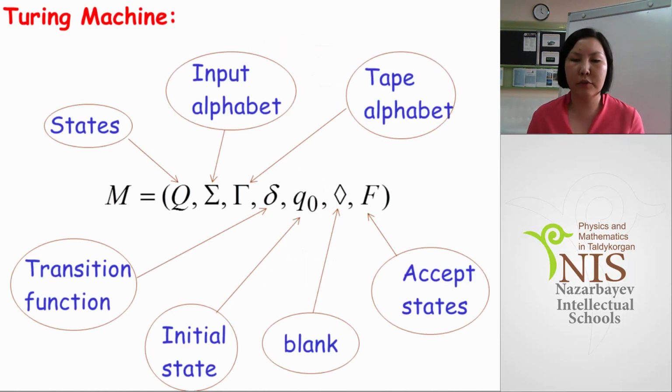In general, the function of a Turing machine uses these things: states, like q1, q2, and so on. Input alphabet, it may be 0, 1, or A, B, C, or anything like that. Tape alphabet, it is an initial tape. Transition function, we say that action function. Initial state, the state from which it begins. Blank, cells that are not filled. And accept states, the state where it has to stop.